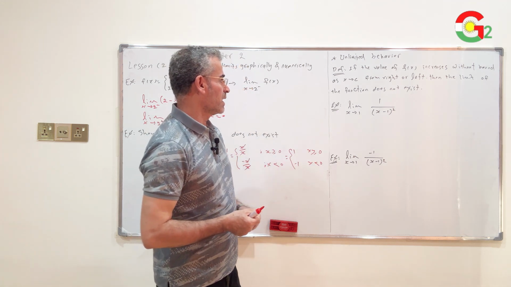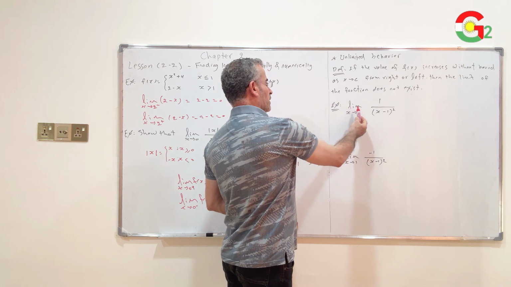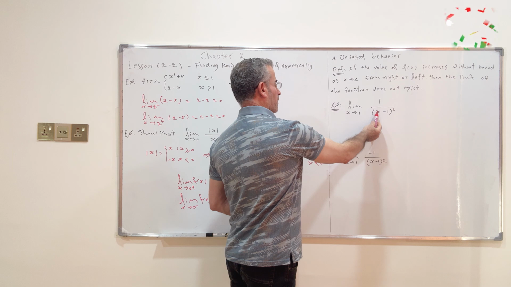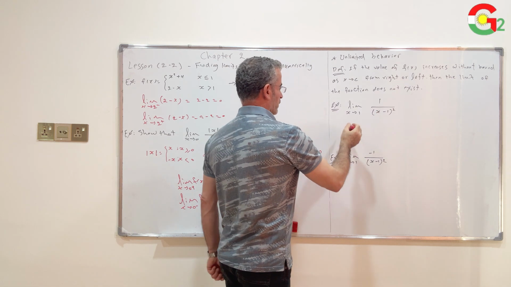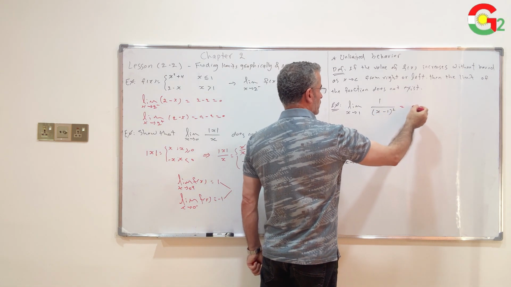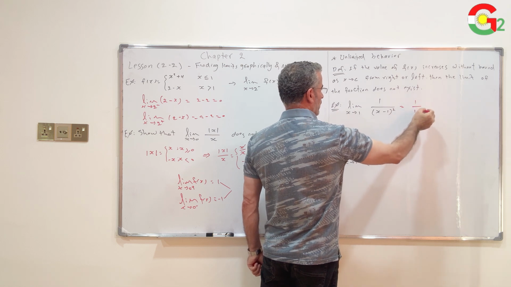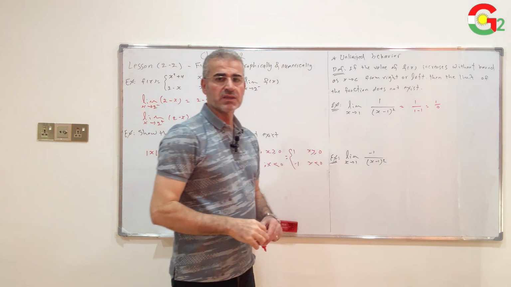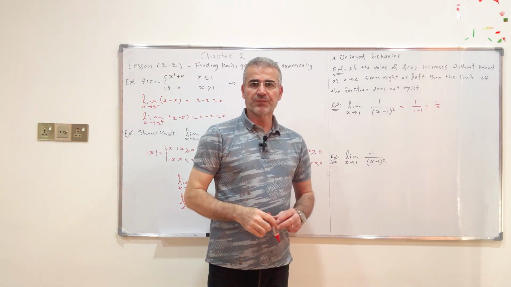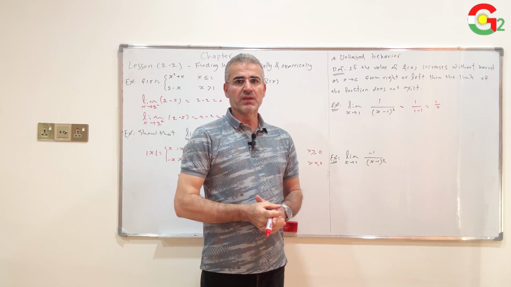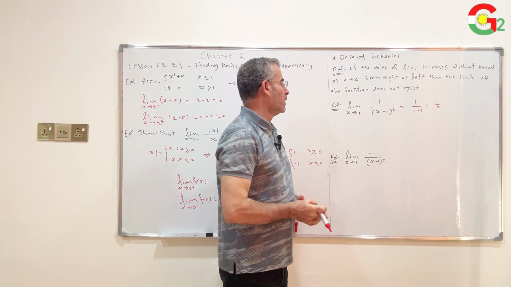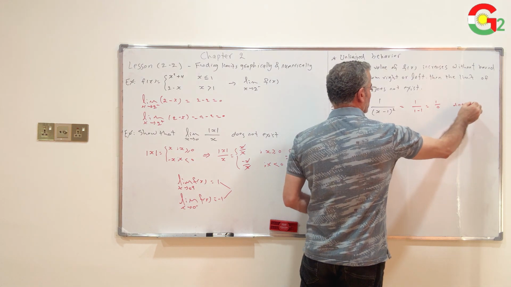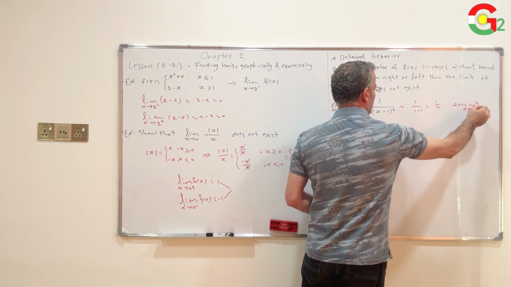Let us see these two examples. Find the limit when x approach to 1 of the function 1 over (x minus 1) power 2. If I substitute every x with 1, then 1 minus 1 equals 0, then the answer is 1 over 0. It is infinity or does not exist. Does not exist.